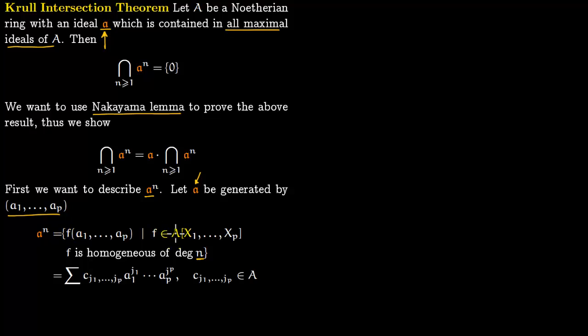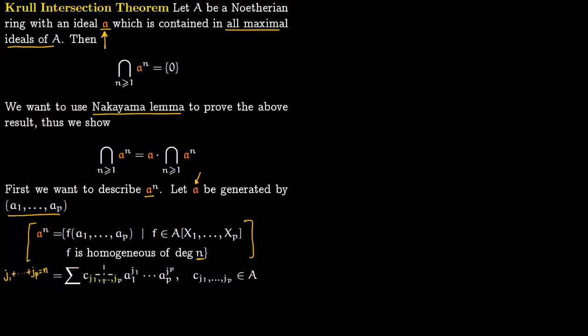And where does this f come from? This f comes precisely from the ring of polynomials A[x1 to xp]. So this is important to understand what 𝔞^n looks like. If you want to write it more formally, it's a sum of c_{j1 to jp}, which is just a constant which comes from the ring, times the elements a1 to the power of j1 times a2 to the power of j2 all the way to ap to the power of jp, and you add all these j's up. That is j1 plus j2 all the way to jp, and you just get n.